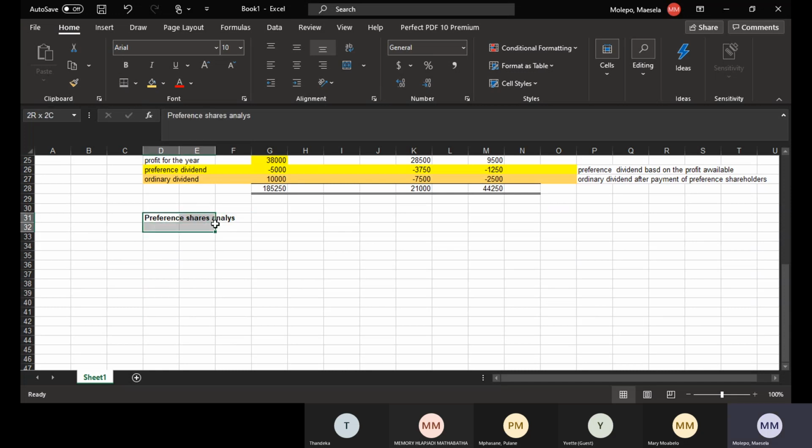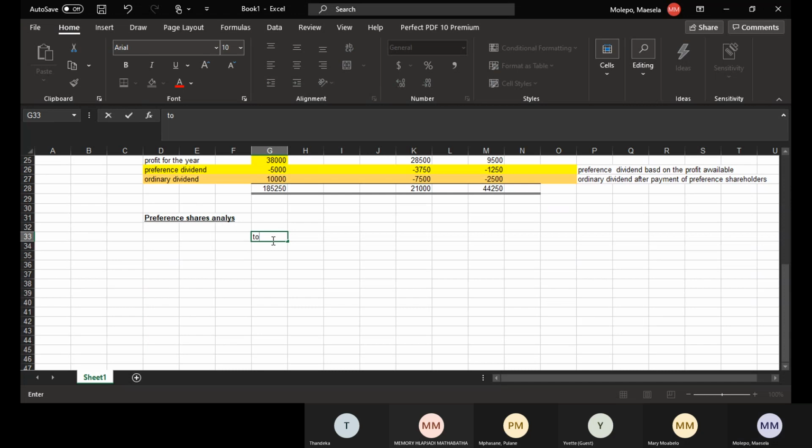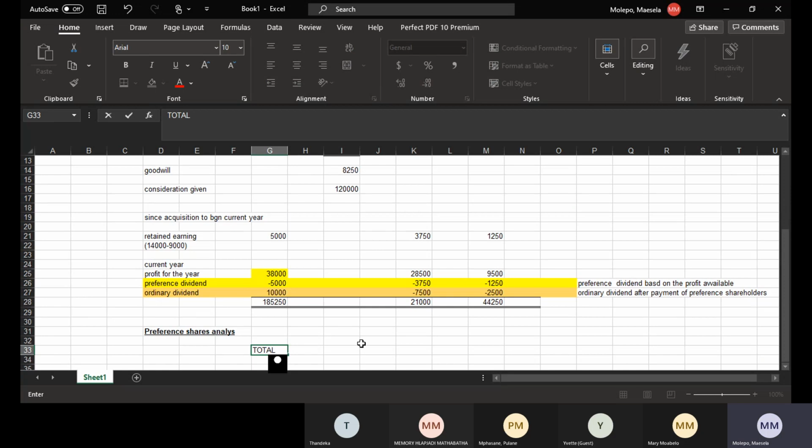Okay, then it will be the total. It will be the NCI.